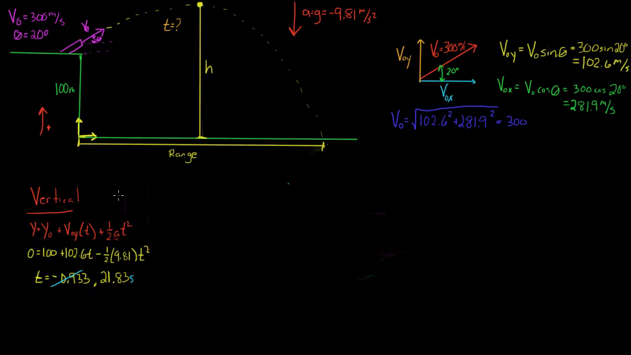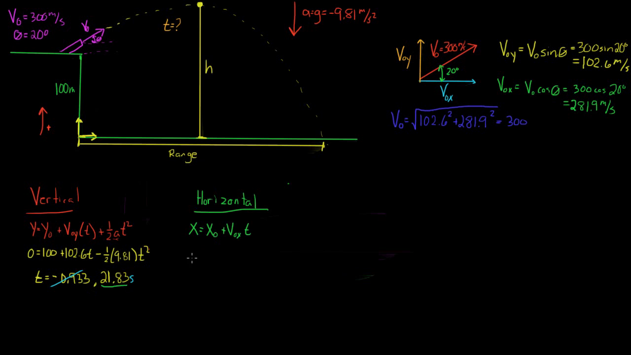That's good. So now if we look at our horizontal components, our x direction, we can figure out what our range is. So our final x position is going to be our initial x position plus our initial x velocity times the time, which we just found.